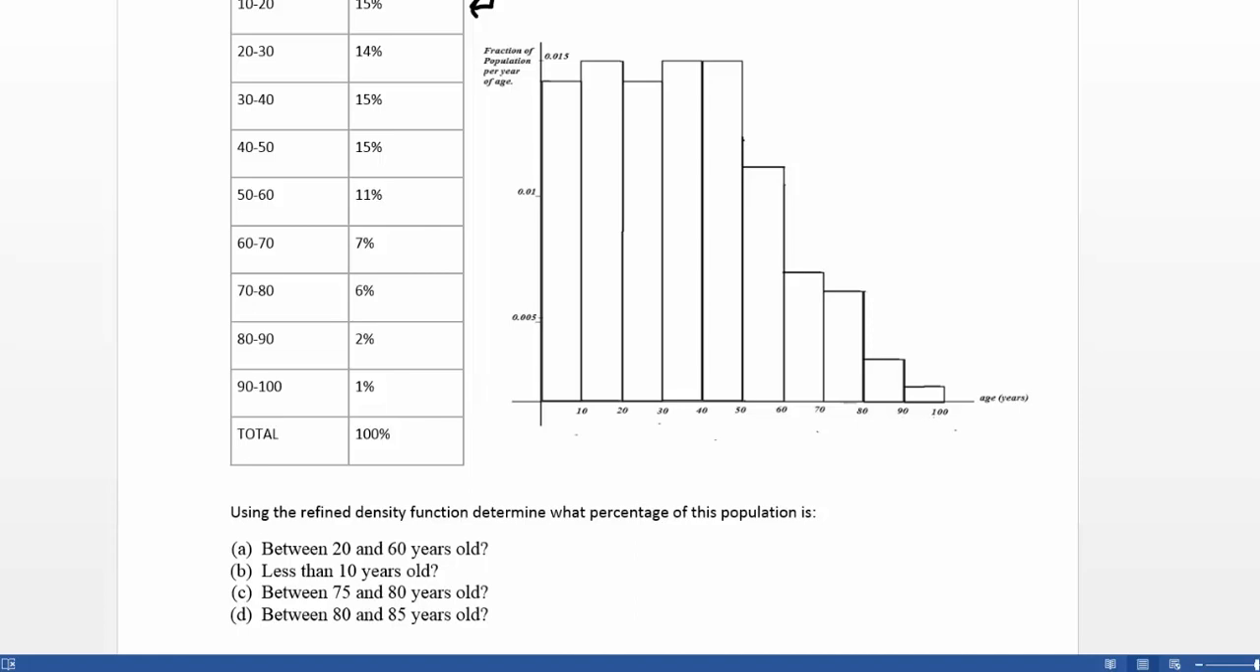So as a reminder, when we were looking at example 1, we found this to be 55%. If we look at what's happening here, and we're looking at 20 to 60 years old, we have to include all the different intervals that span from 20 to 60. So here, that's going to give us 14% for the 20 to 30-year-olds, plus 15%, plus 15%, plus 11%. And when we add that all up, we get 55% of the population.